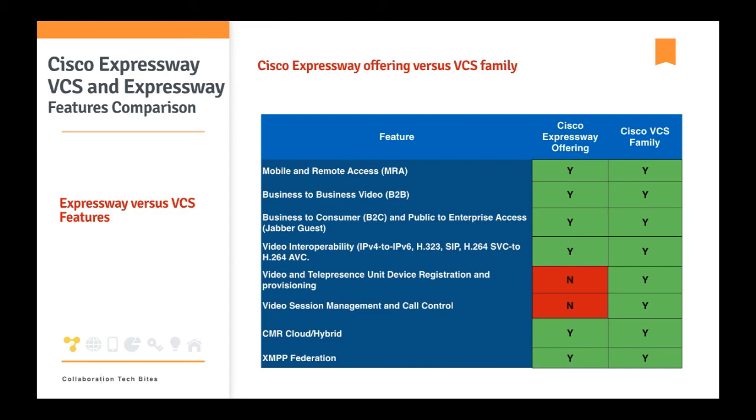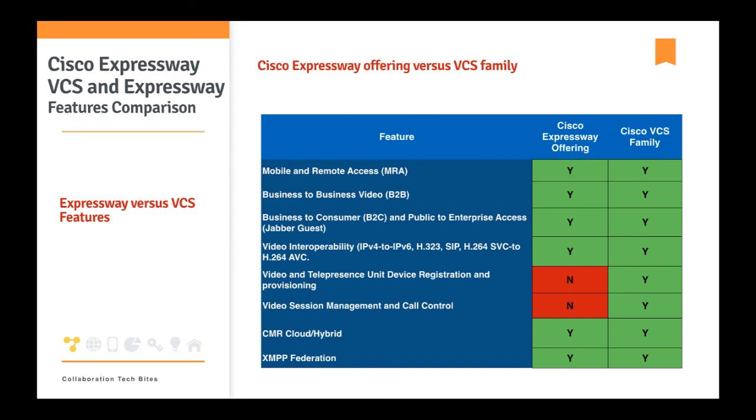And it will allow the video conferencing solution whether in a hybrid mode, an on-premises mode or cloud mode as well. Okay, XMPP federation is also supported in both the Expressway offering and VCS as well. However, you actually need some rich media licensing for some of those features. You will need another type of licensing if we're talking about VCS versus Expressway.